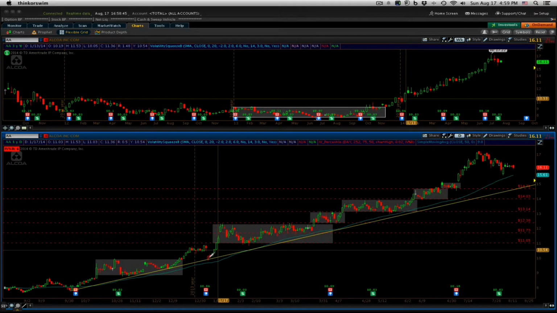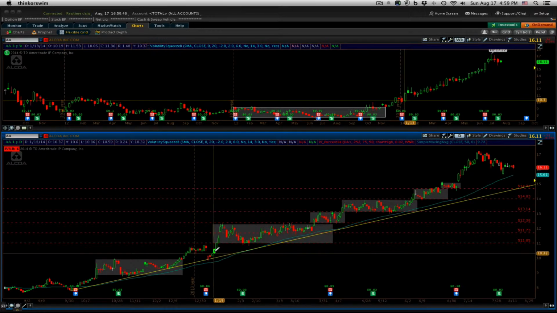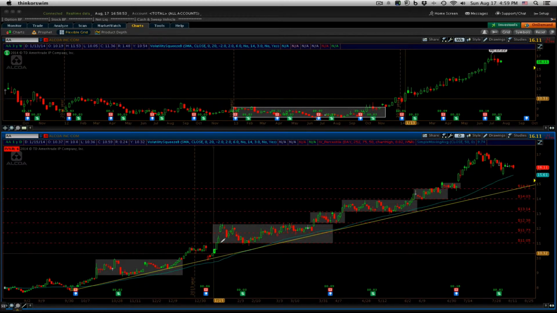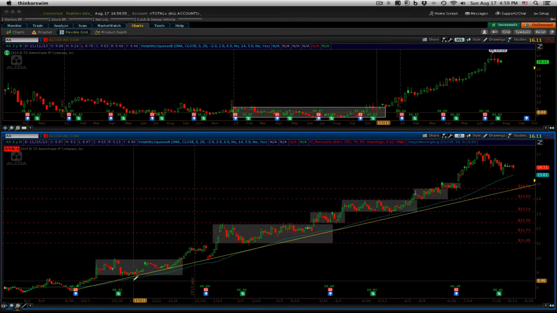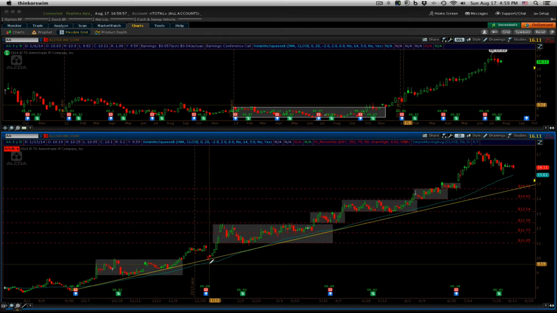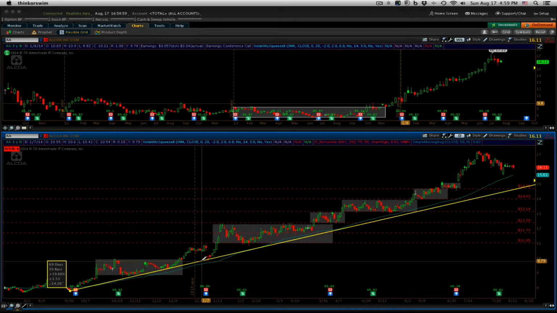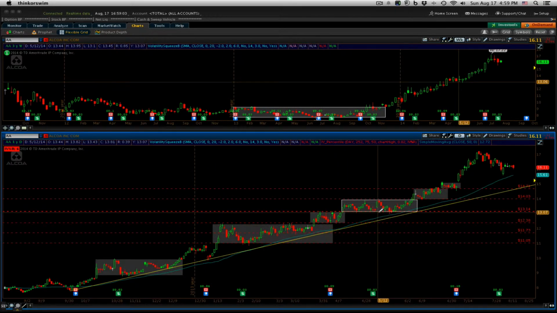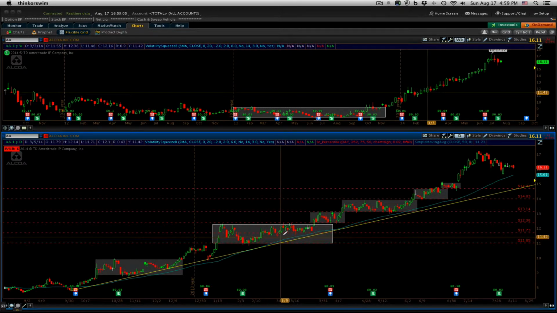And you could see it came back down, tested that trend line again. Okay, then it moved higher, moved higher. So this is the whole idea of riding the trend. Okay, the trend is higher. Stock is above the 50-day moving average and above this trend line. So you're going to ride it, and you're just going to continue to trail your stop levels.